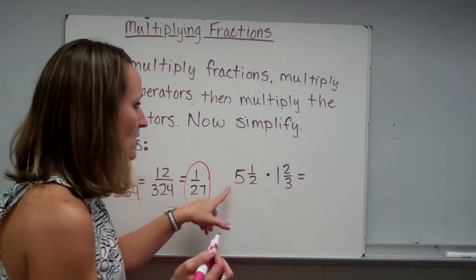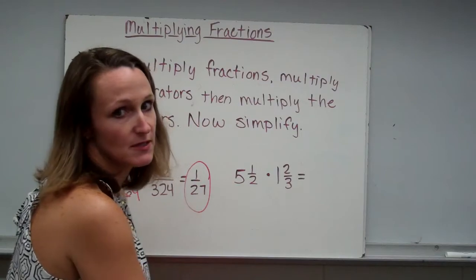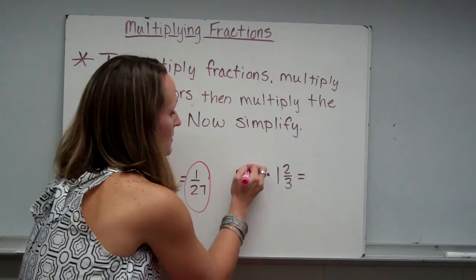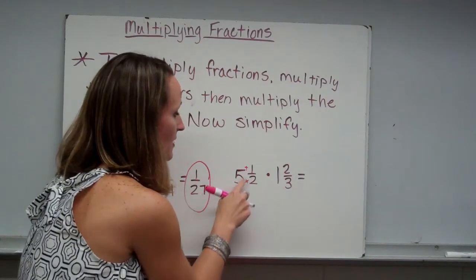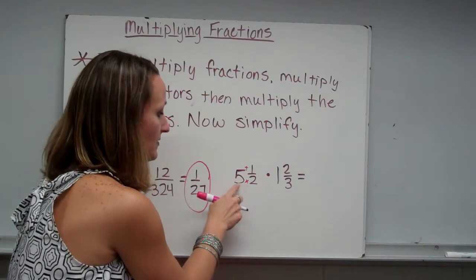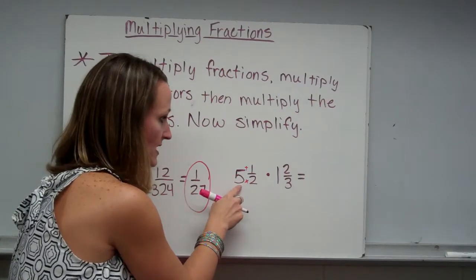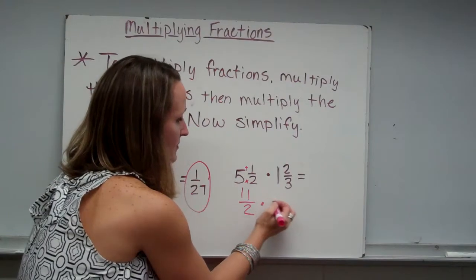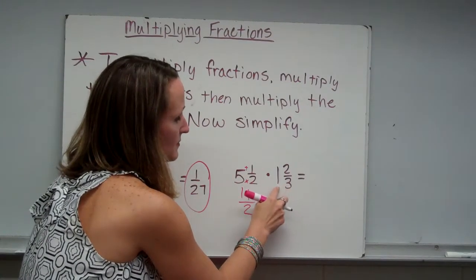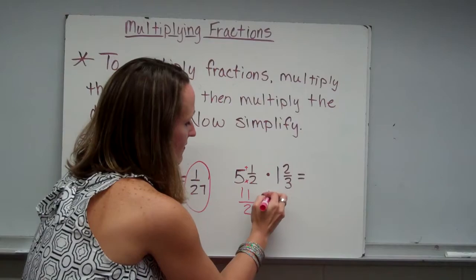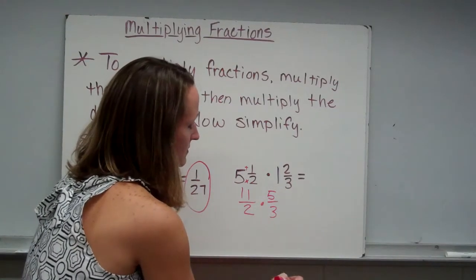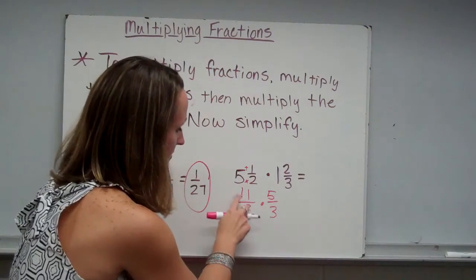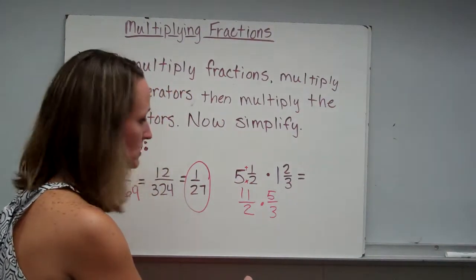Okay, let's look at this. When you multiply fractions, you cannot have mixed numbers. So remember, multiply times the denominator, add the top. 5 times 2, or 2 times 5 is 10, plus 1, you're going to get 11 halves, times 3 times 1 is 3, plus 2, so you have 5 thirds, right? Can I do any cross multiplying or cross simplifying? No, so we just multiply.